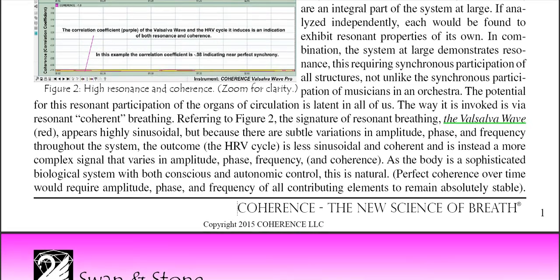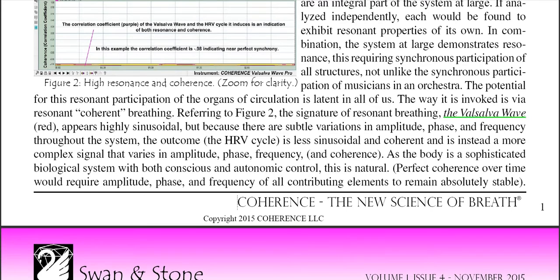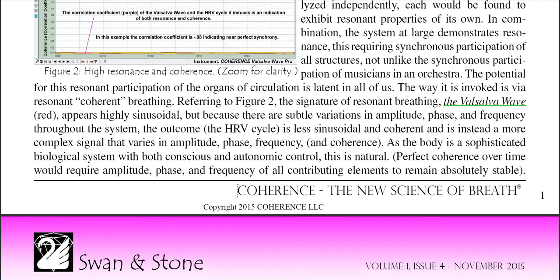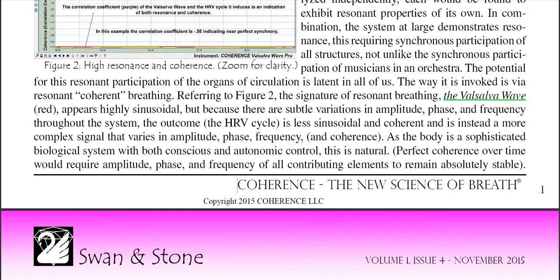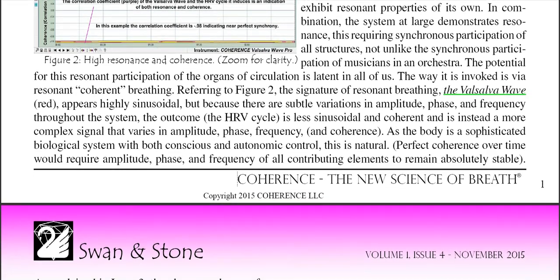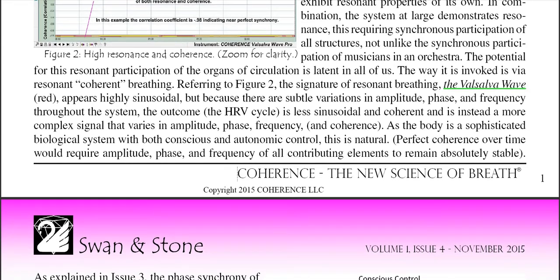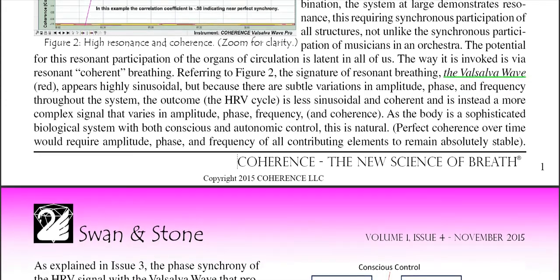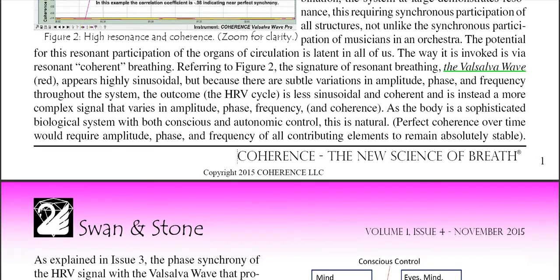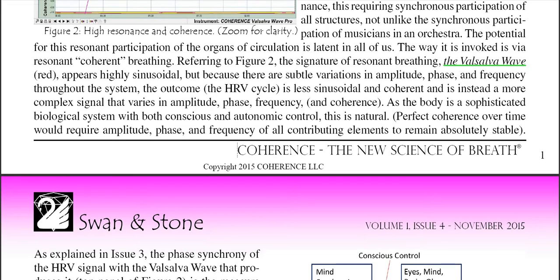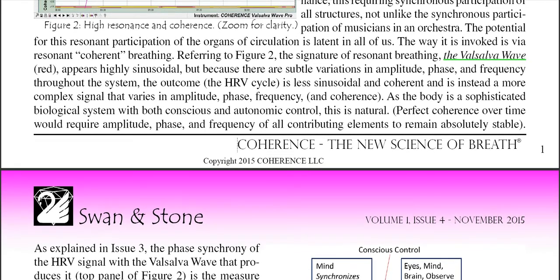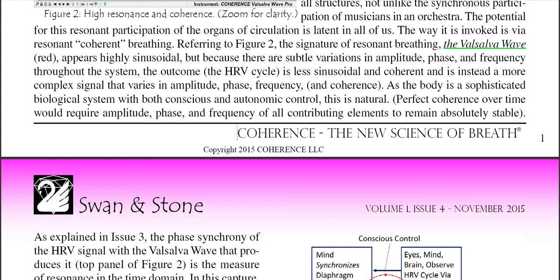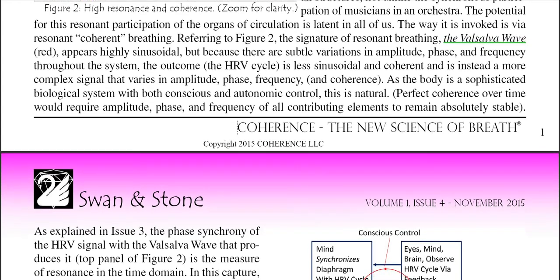Referring to Figure 2, the signature of resonant breathing, the Valsalva wave, red, appears highly sinusoidal, but because there are subtle variations in amplitude, phase, and frequency throughout the system, the outcome, the HRV cycle, is less sinusoidal and coherent, and is instead a more complex signal that varies in amplitude, phase, frequency, and coherence. As the body is a sophisticated biological system with both conscious and autonomic control, this is natural. Perfect coherence over time would require amplitude, phase, and frequency of all contributing elements to remain absolutely stable.